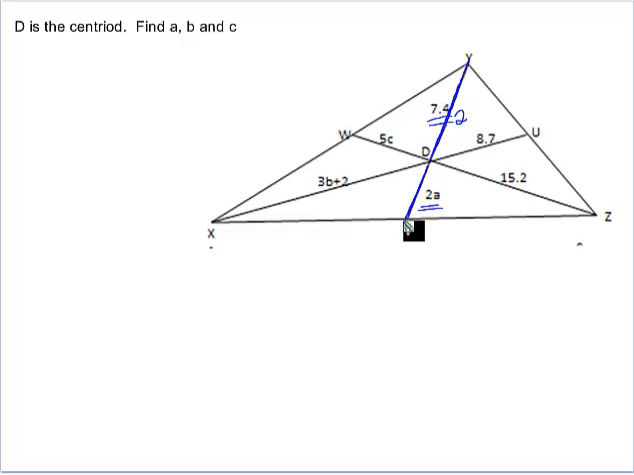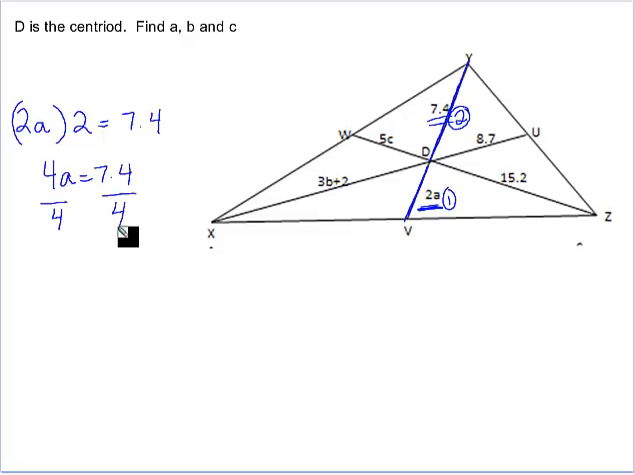All right, so 7.4 should be twice as big as our D to V. So it's a 2 to 1 ratio. So that means if we times this 2A by 2, it should equal 7.4. So if we take our little side, 2A, and multiply it by 2, it should always equal our longer side, which goes to our vertex. 2 times 2A would be 4A, equals 7.4. Then to get the A alone, we would just have to divide by 4. So A here is 1.85.